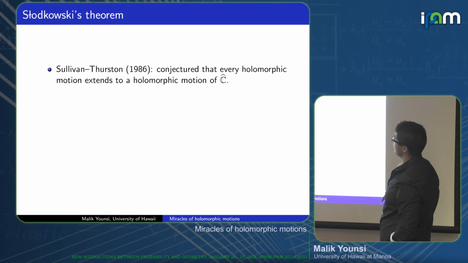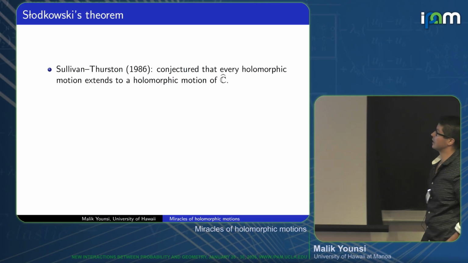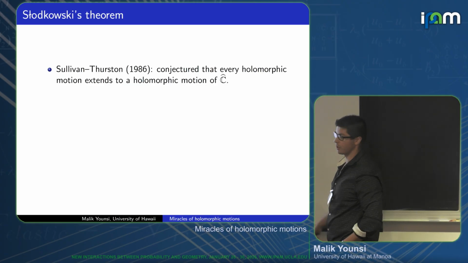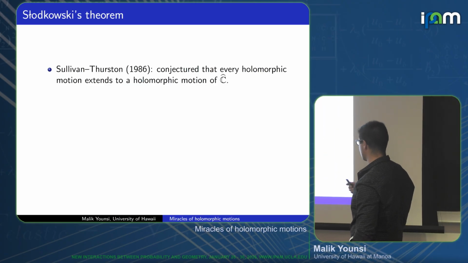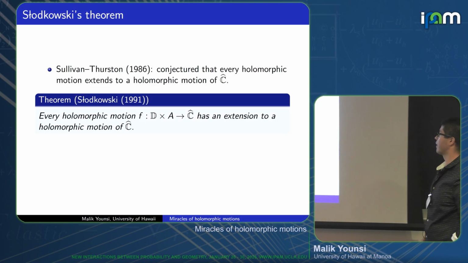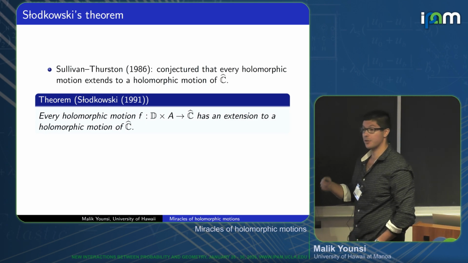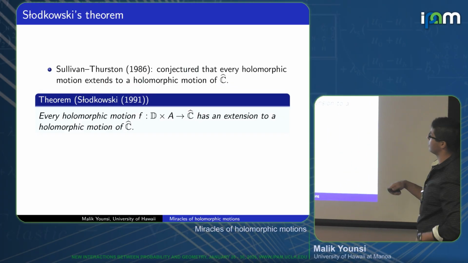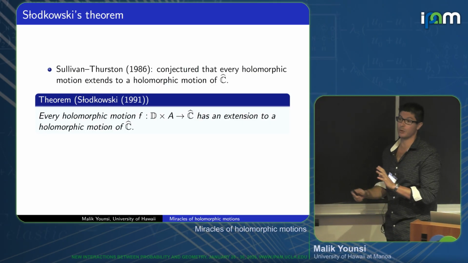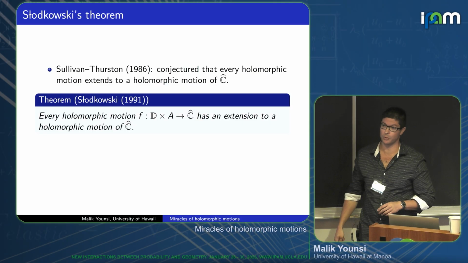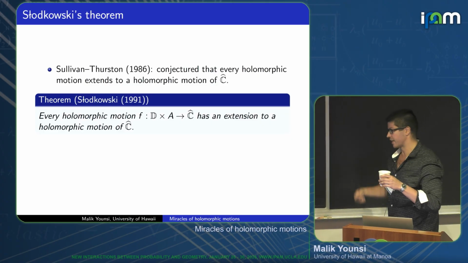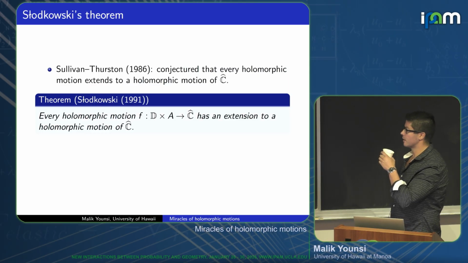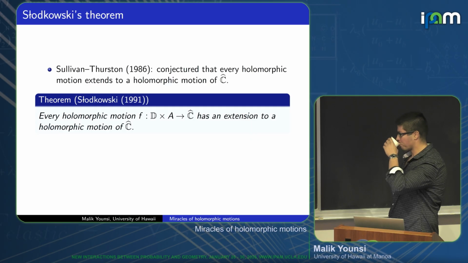And then it was conjectured a couple of years after that by Sullivan and Thurston that every holomorphic motion should in fact extend to a motion of the whole Riemann sphere, not just the closure of the set. And this was proved in a remarkable paper 5 years later by Slodkowski using methods of several complex variables. So Slodkowski showed that every motion, you can always extend it to a motion of the whole Riemann sphere, whatever the set you start with and whatever the motion you start with as well. Okay? Which is, again, a very unexpected property for such simple assumptions.